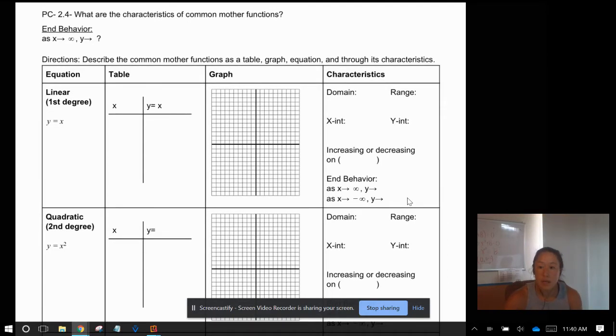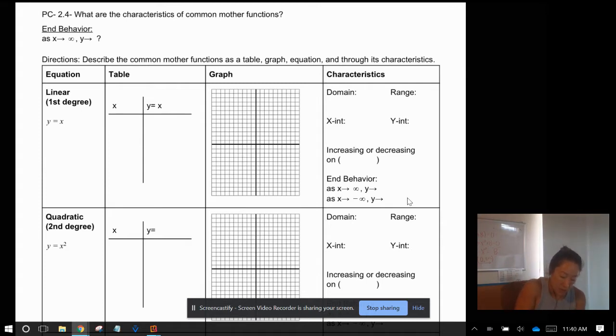All right, today we're going to go over mother functions, and you probably have done this in Miss Fennell's class or in a previous math class. So I'm going to let you fill out the template, and then I'll point out some of the main features, but really this is a lot of review, okay?